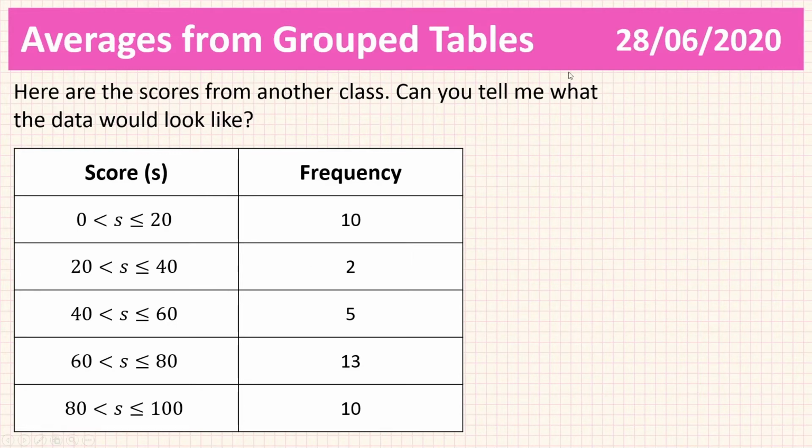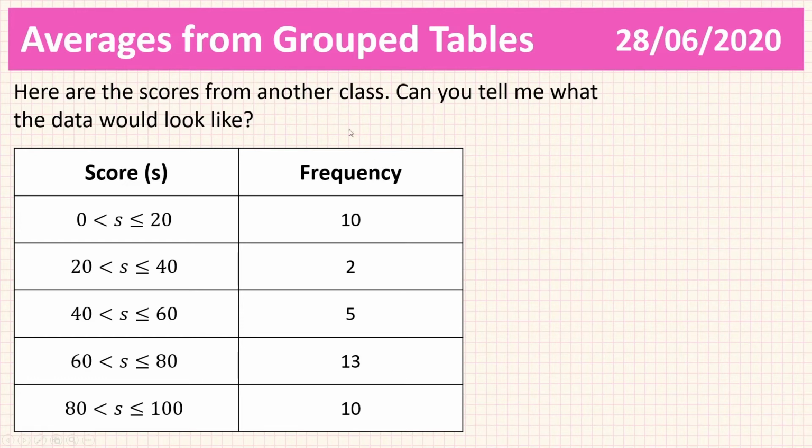Well, if you would have tried to do this, then you would have noticed that it doesn't work. If we try and make a data set from this data, it doesn't work. We don't actually know what any of the scores are. All we know is that 10 people have a score between 0 and 20. That could mean that 9 people have 1s and one person has 19. It could mean that everyone's got a 6. We have no idea what the data is.